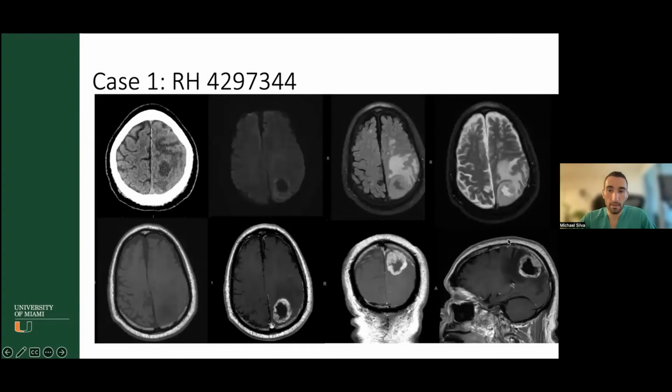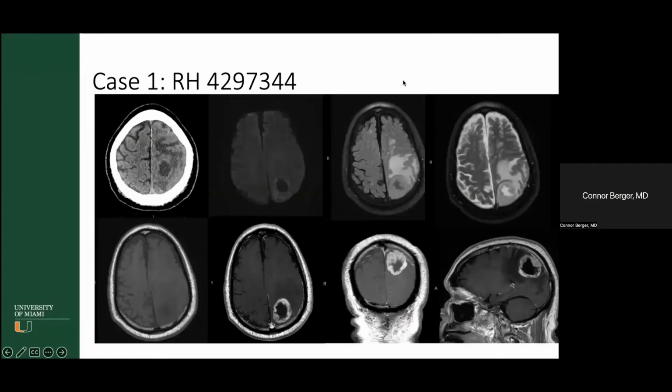So this is the scan. Let's see who's here. Connor, you want to describe the scan here? Sure. It appears to be a ring enhancing lesion on an MRI T2. Also, there's edema. There's edema on FLAIR shown in the left occipital lobe, as well as, let's see, some central necrosis possibly.